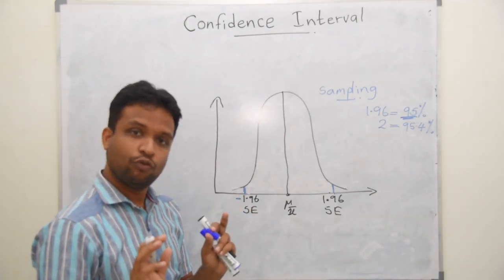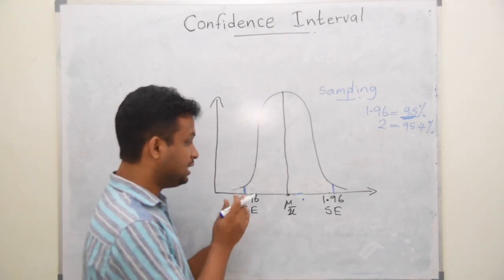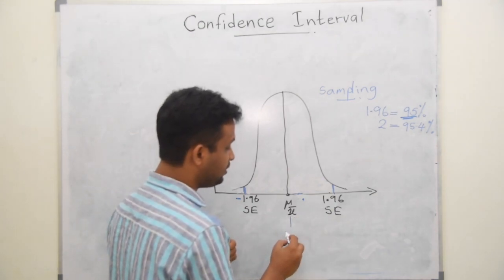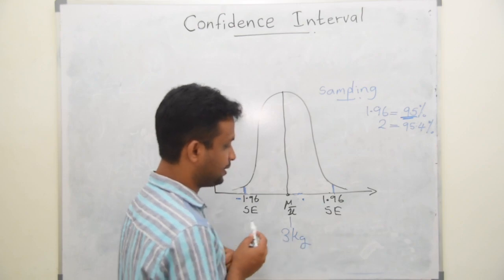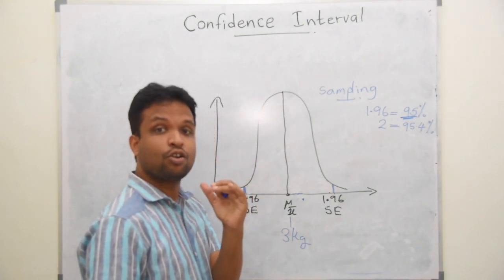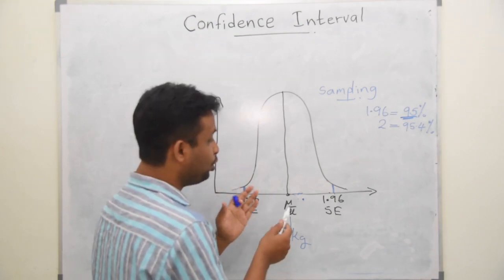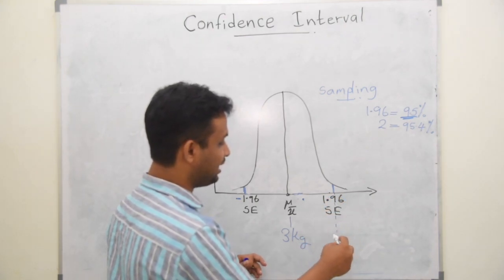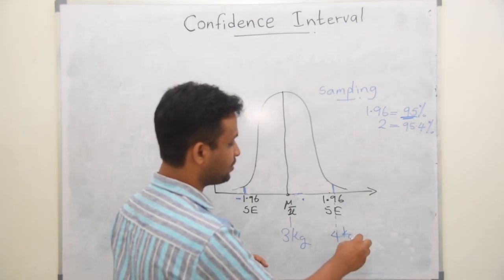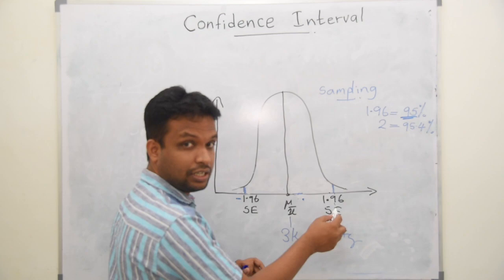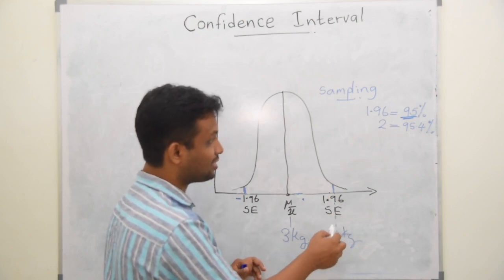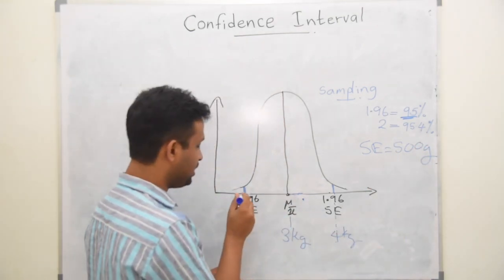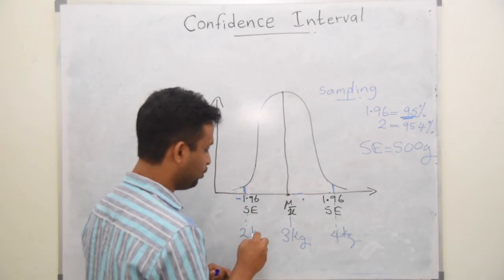Now, let's consider a few points here. I told you that these are sample means of the birth weight of the babies. Assume that the average is 3 kilograms and the standard error is 500 grams. So, two standard errors will be approximately here; it should be slightly less than 4 kilograms because it is 1.96. 2 times 500 grams equals 1 kilogram, so here it should be near 2 kilograms.